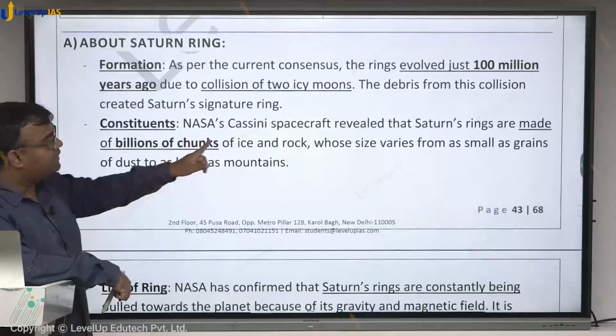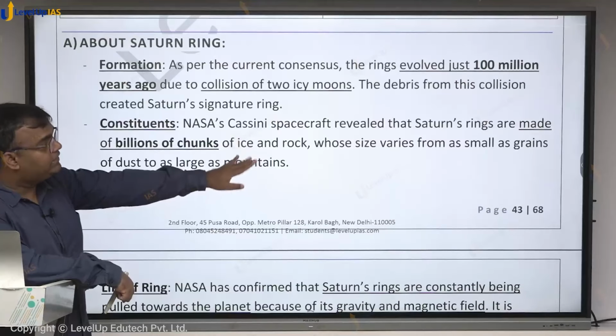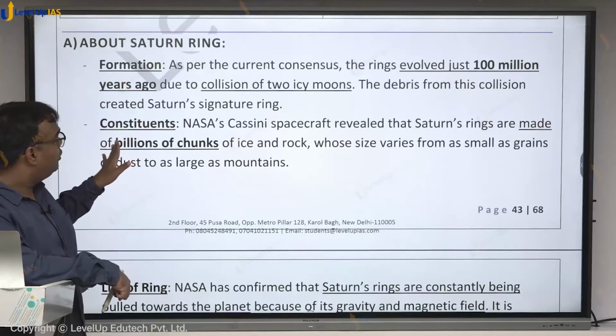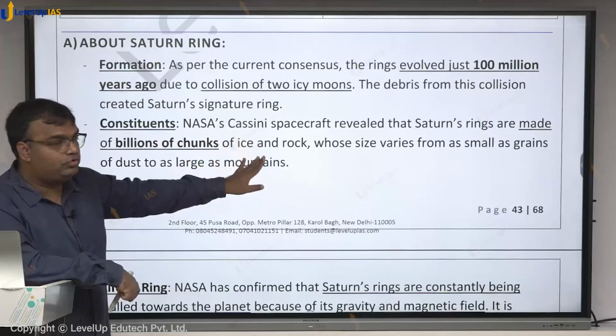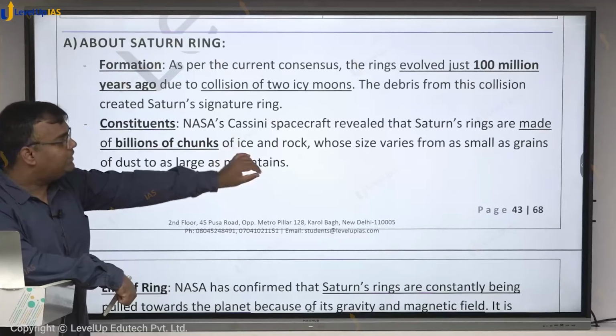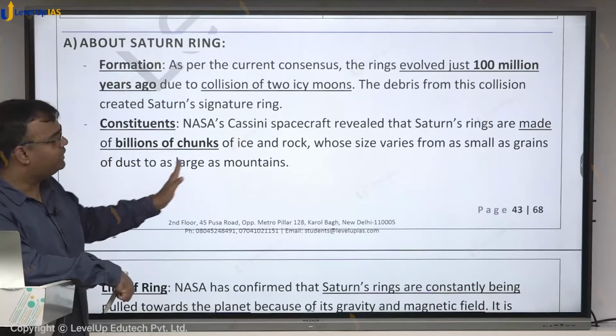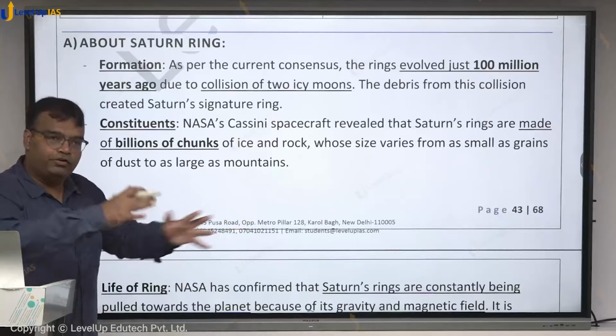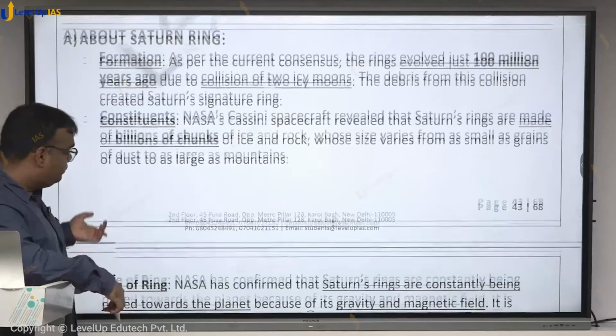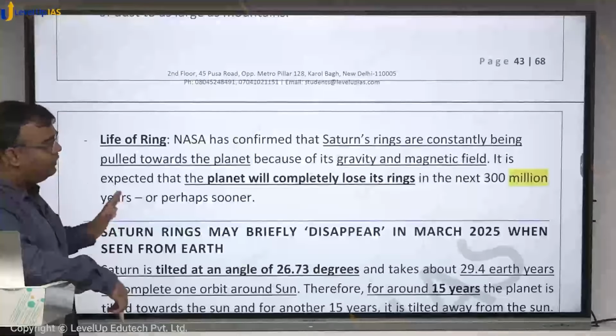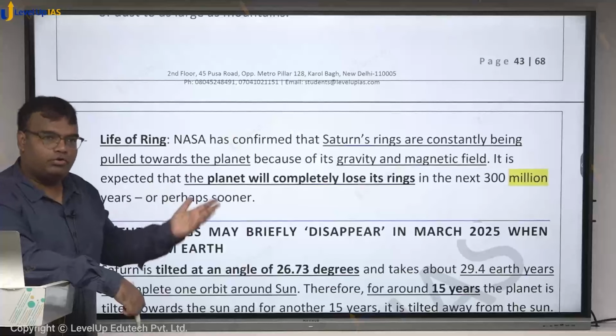Constituents: NASA's Cassini spacecraft revealed that Saturn's rings are mostly made up of billions of chunks of ice and rocks, whose size varies from as small as grains of dust to as large as mountains. That is, different kinds of masses are revolving in there. This ring will survive. It was formed around 100 million years ago.